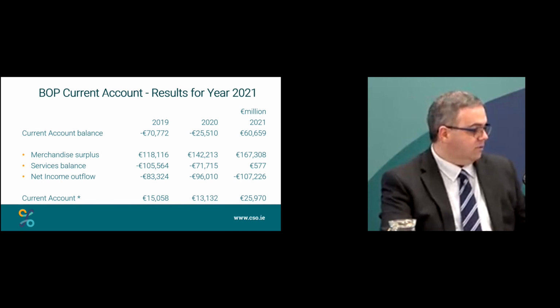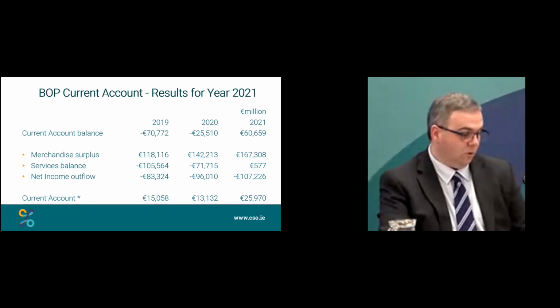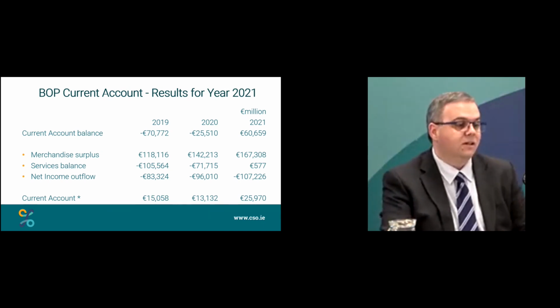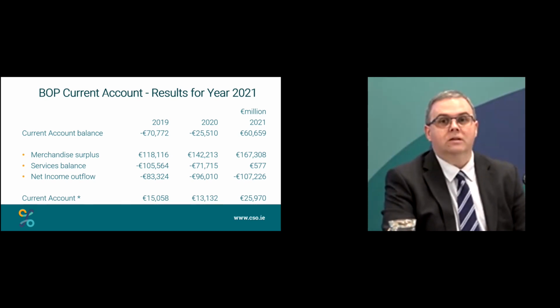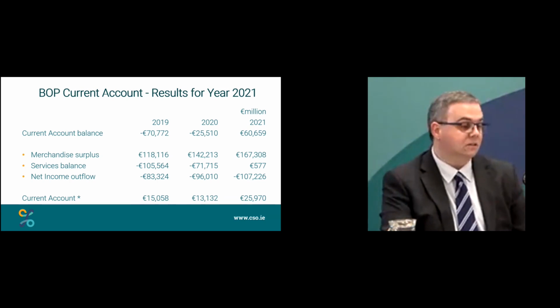So to summarize the results for the year, for 2021, we can see our merchandise surplus moving from 118 billion in 2019 to 142 billion in 2020 to 167 billion in 2021. Our services balance going from minus 105 billion in 2019 to minus 72 billion in 2020, up to 577 million in 2021, displaying that volatility that we just discussed.